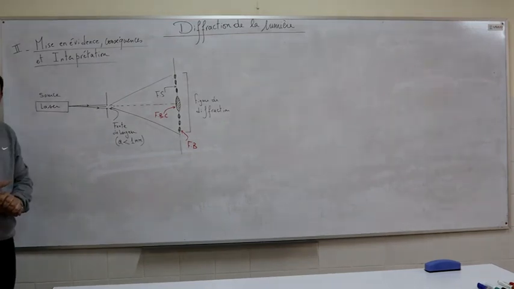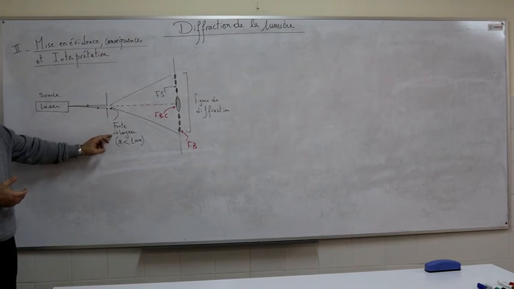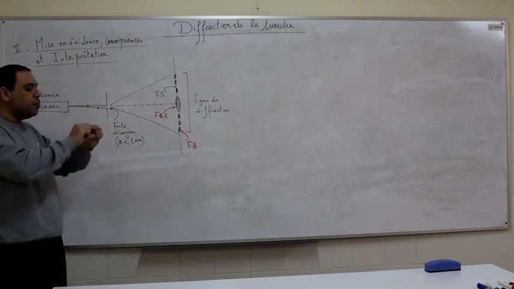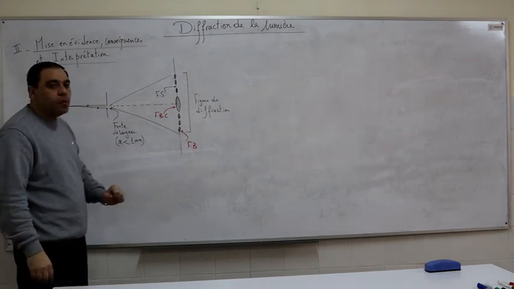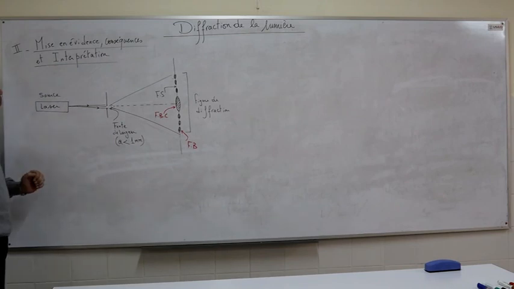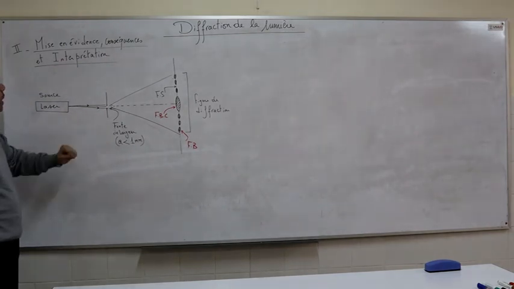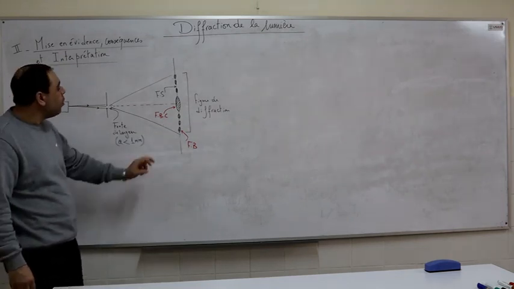Now let us study the diffraction pattern of a laser beam entering a thin rectangular slit of width A, which is less than 1 millimeter. This slit is placed horizontally, and this is the observation screen.